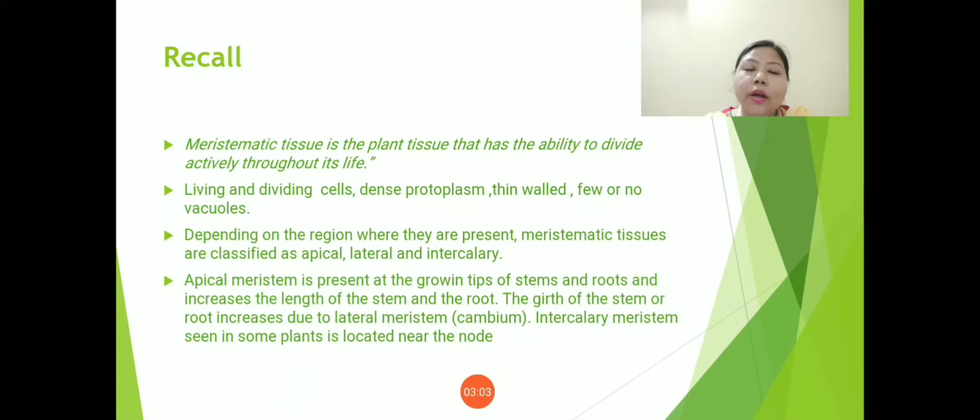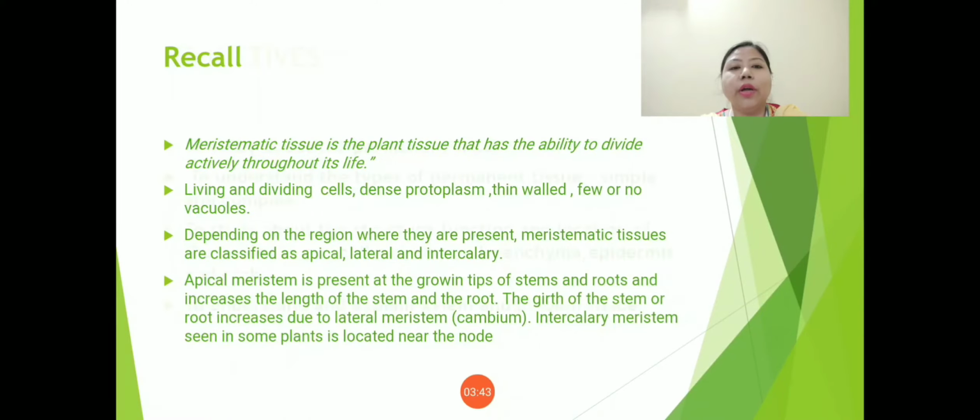Depending on the regions where the meristematic tissues are found, it can be of 3 types, that is apical meristem, then the lateral meristem and intercalary meristem. Apical meristem is present in the growing tips of stem and roots, and it increases the length of the stem and the root. Then the lateral meristem helps in increasing the girth of the stem, and intercalary meristem is found in the nodes.